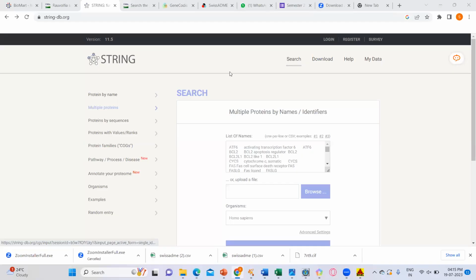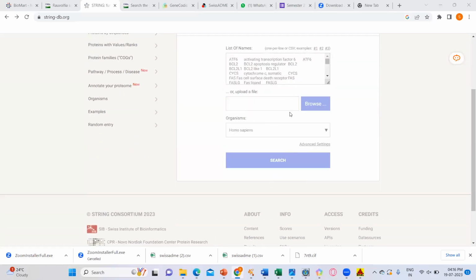Now, this is the STRING database, in which the genes obtained from KEGG analysis are inputted in the tab over here. And here we have selected multiple proteins. Organism is selected as Homo sapiens, and the list of genes is added. Here we have to click search.